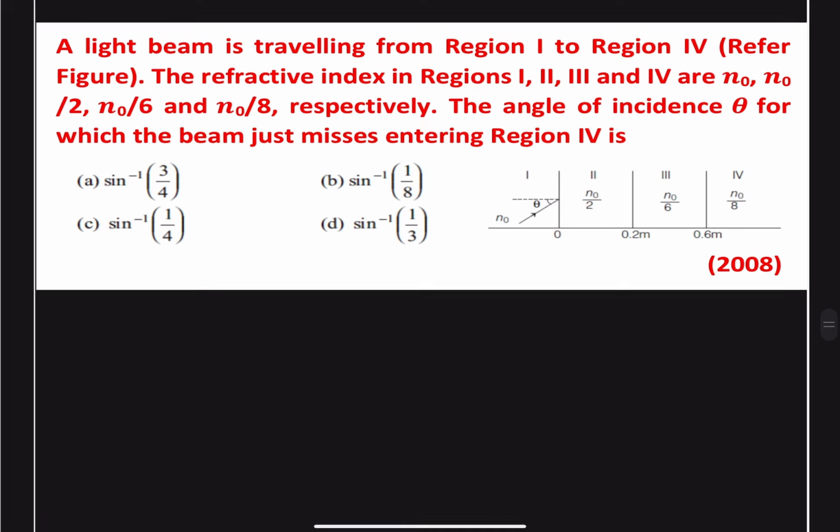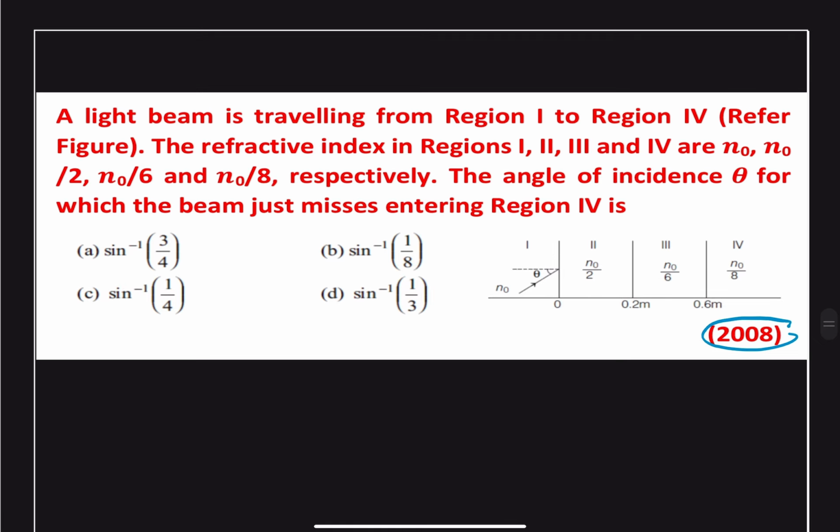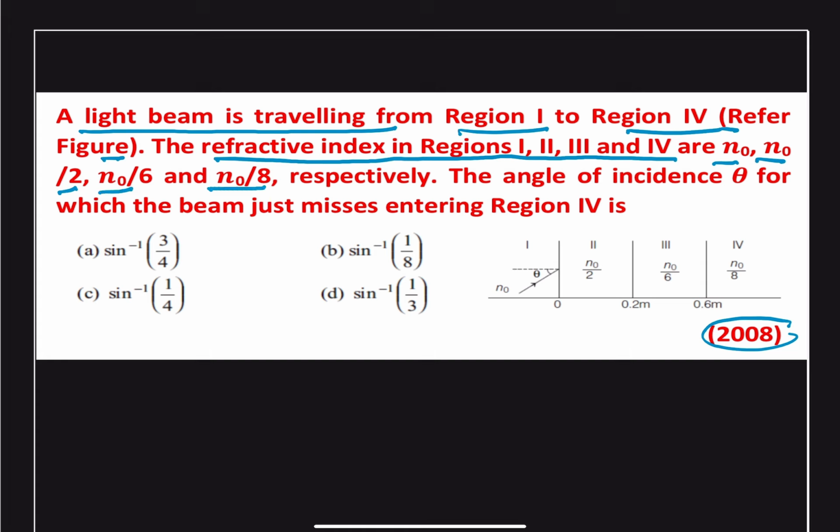So we come to the next question. It was asked in the year 2008, and it states that a light beam is traveling from region 1 to region 4. Refer to the figure. The refractive indices of regions 1, 2, 3, 4 are n0, n0 by 2, n0 by 6 and n0 by 8 respectively. The angle of incidence theta for which the beam just misses entering region 4 is.